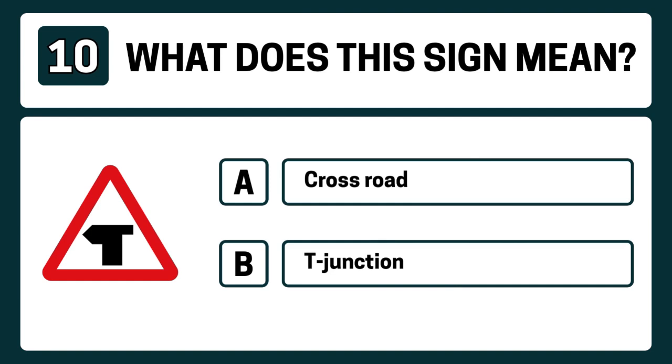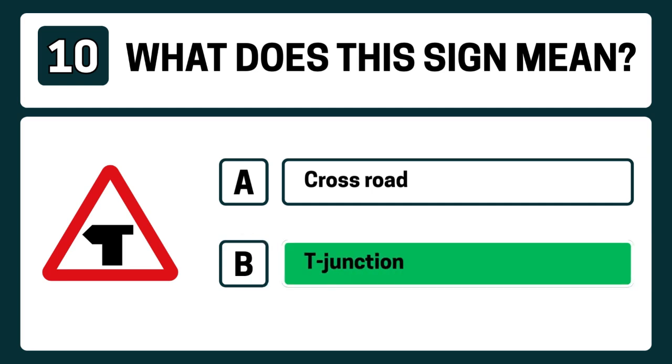What does this sign mean? Crossroad or T-junction? Well done. The T-junction sign warns that the road ends at a junction ahead.